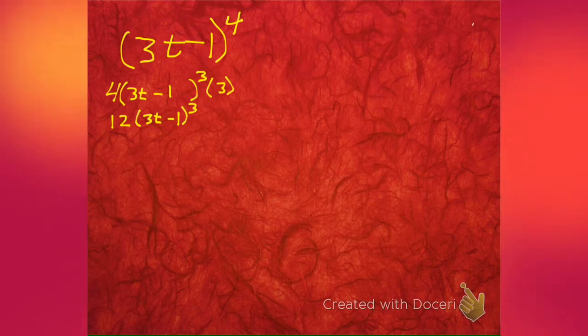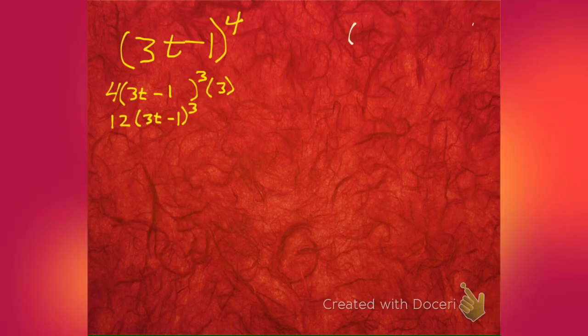And then over here, let's take the derivative of our second piece. What was our second piece? 2t plus 1.